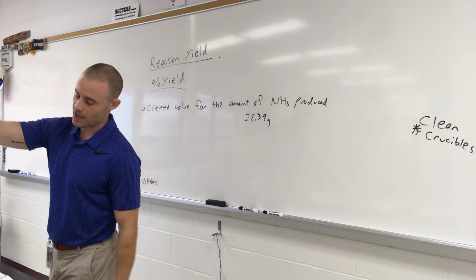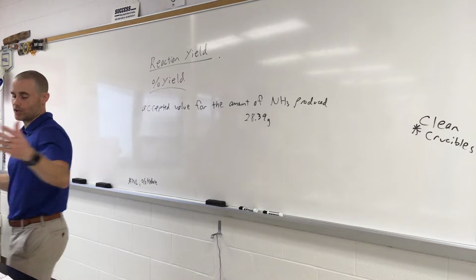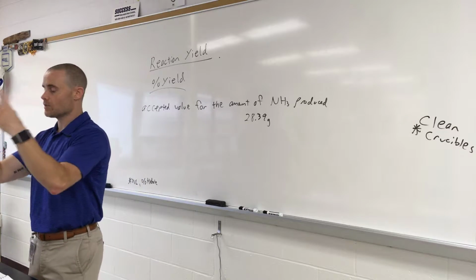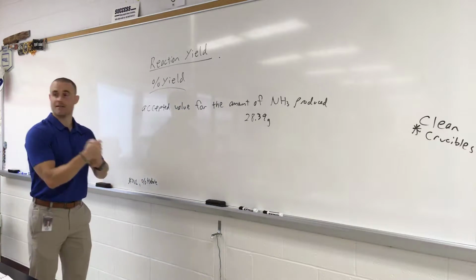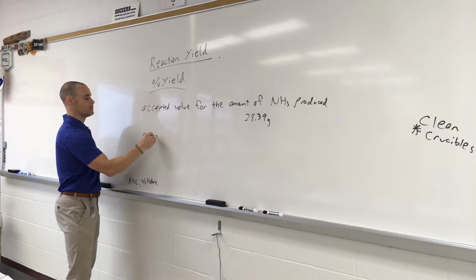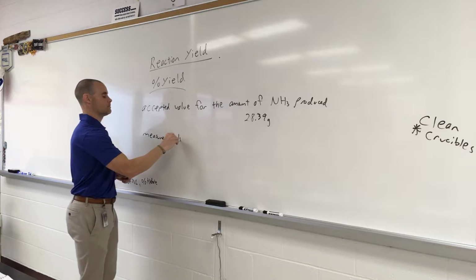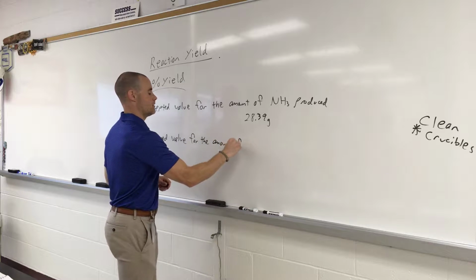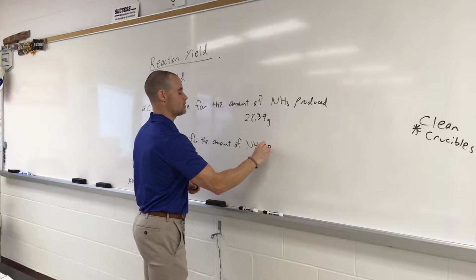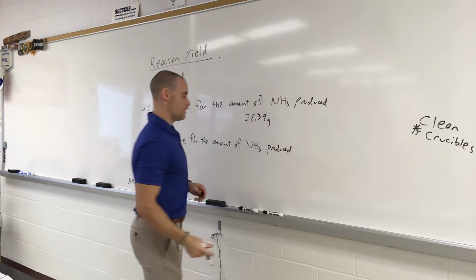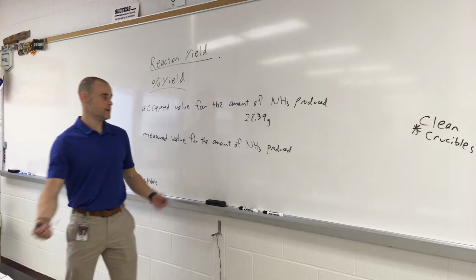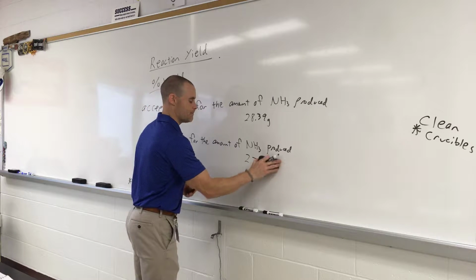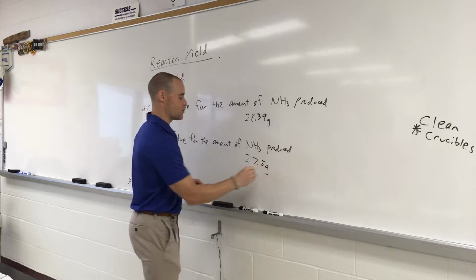Then let's say we went back and we did it. We had nitrogen gas, hydrogen gas, and we actually reacted them to get ammonia. So let's say we did that, and we had a good way of measuring the mass of the ammonia. So again, let's say we did the lab. So the measured value for the amount of NH3 produced, let's say we create 27.5 grams. I'm just making that up. So let's say we do the lab and we get 27.5 grams.